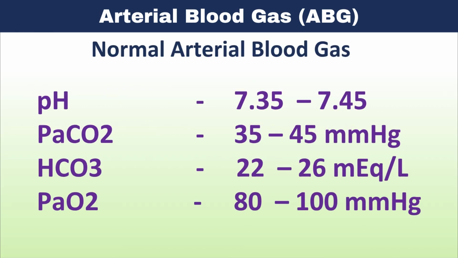Now we will see normal arterial blood gas. Normal pH is 7.35 to 7.45. Normal PaCO2 is 35 to 45 mmHg. Normal PaO2 is 80 to 100 mmHg. Normal HCO3 is 22 to 26 milliequivalents per liter.